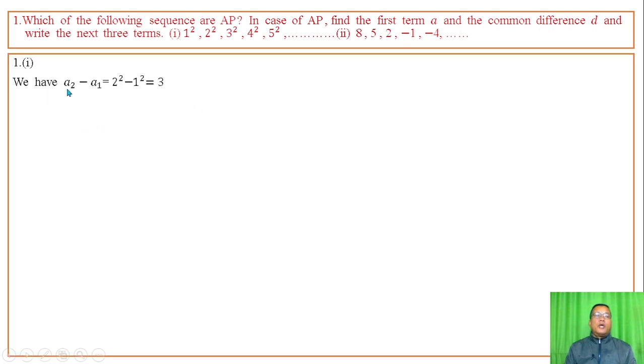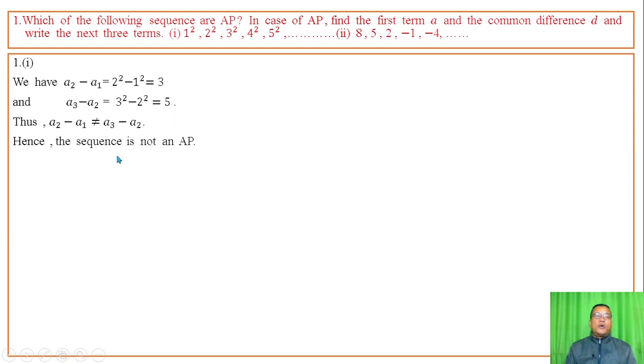Roman number 1. We have second term A2 minus A1. The first term is 1 squared, the second term is 2 squared, their difference is 3. And A3 minus A2: A3 is 3 squared, A2 is 2 squared, their difference is 5. Thus, A2 minus A1 does not equal A3 minus A2, 3 does not equal 5. Hence, the sequence is not an AP.